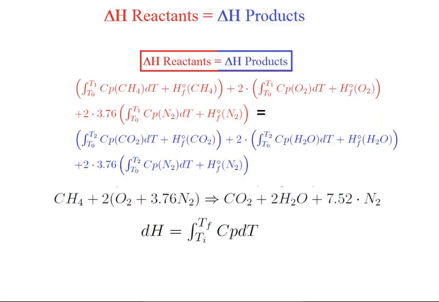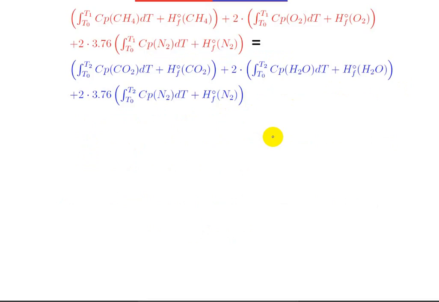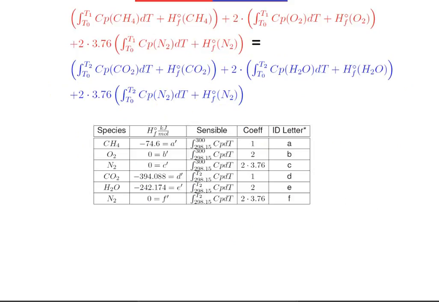The reactant side is state 1 before the reaction, and so we integrate to T1. The product side is state 2 after the reaction, and so we integrate to T2. T2 at state 2 is the flame temperature. In our 4 steps for identifying the flame temperature, step 3 was to identify the needed data. I'm going to do that by building a table.